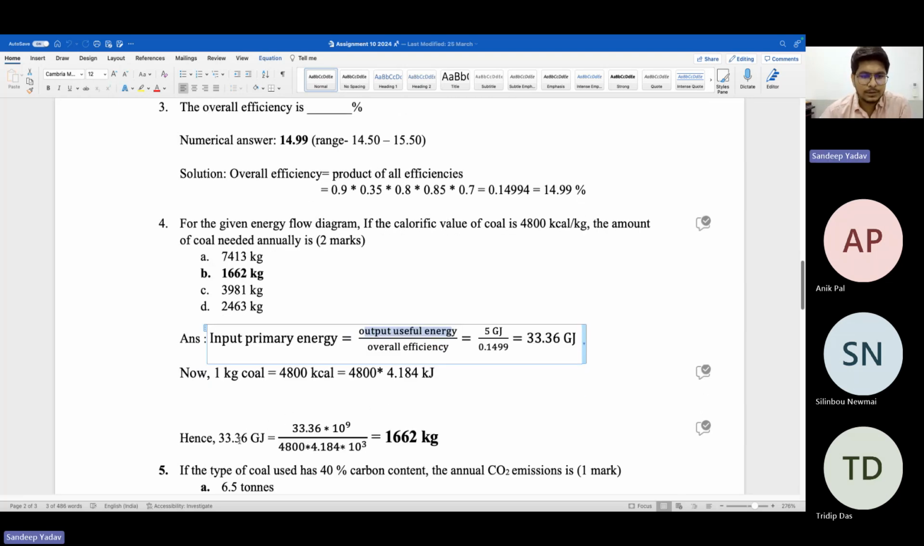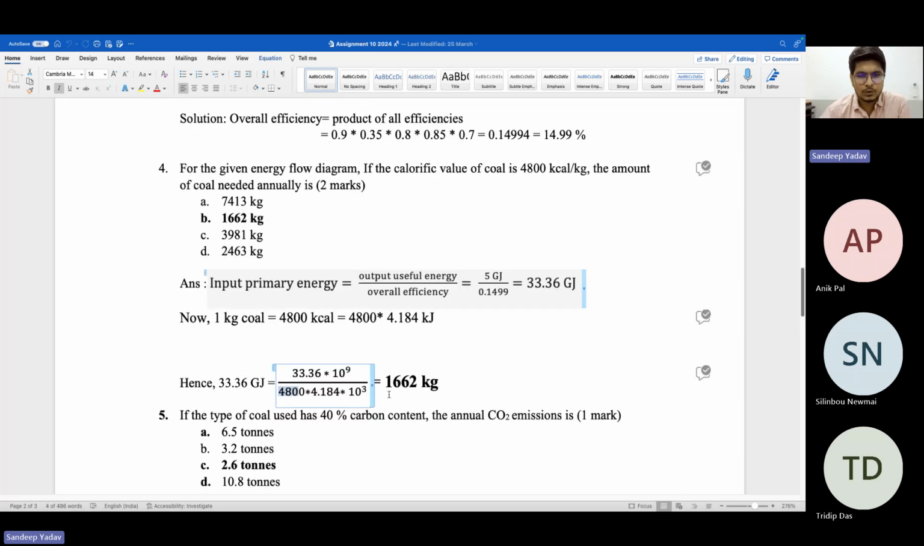Hence 13.36 gigajoule will be equal to: gigajoule conversion will be 10 to the power 9, and coal conversion will be 4800 into 4.184 into 10 to the power 3, and it comes out to be 1662 kgs of coal. So it's a 2 marks question. You need to solve it very precisely, and you will get full marks if you solve this question. This type of question may also come in the numerical input.